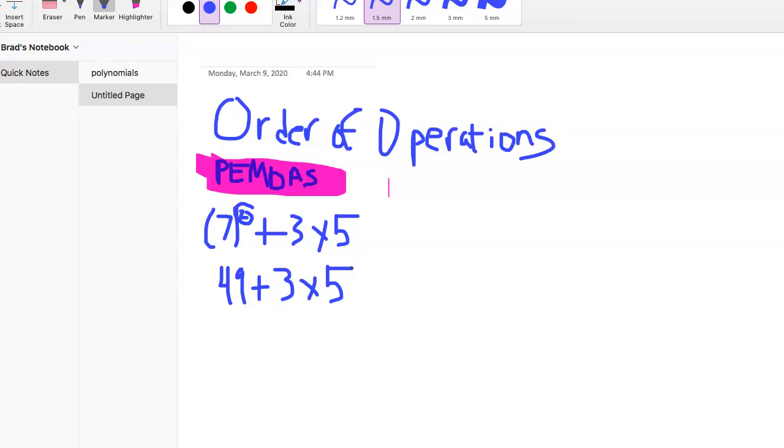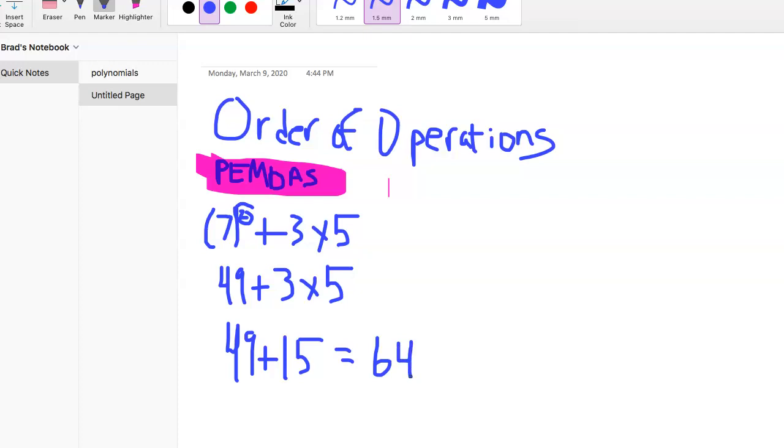Now, if you went and just solved it left to right, you would get yourself in trouble, right? So try to remember, right? Exponents was second, third was multiply, right? So we carry this 49 down, and we're multiplying 3 times 5, and that's 15. Okay. There's no division. All that's really left is to add. 49 plus 15 is 64.